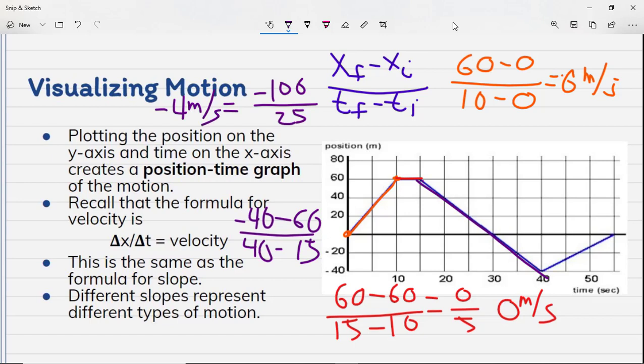Okay? So make sure that you're able to look and analyze these graphs to be able to determine different types of motion, as well as positive and negative, because remember, we're talking about velocity, we are not talking about speed. Speed and velocity are very similar, but velocity has magnitude and direction, which is why it has a positive or negative value.